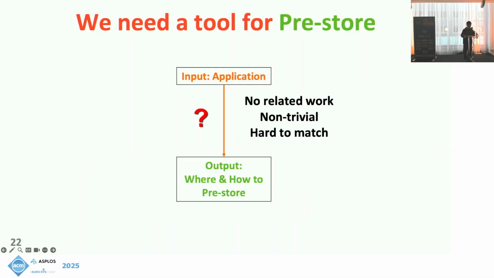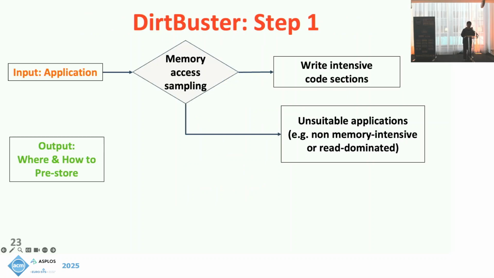Imagine that you have thousands of fences in your code, or maybe the writes are not accomplished by a simple interface such as memcopy. It can be a loop, for example. Then the non-trivial problem here is how can we match the previously mentioned two cases correctly against your own application. And this is why we designed Dirtbuster, a tool to assist the use of pre-store.